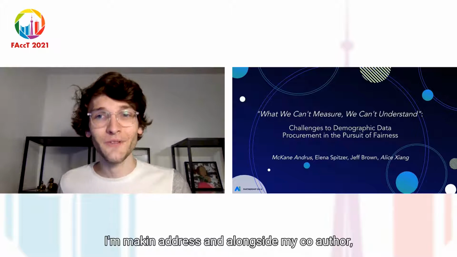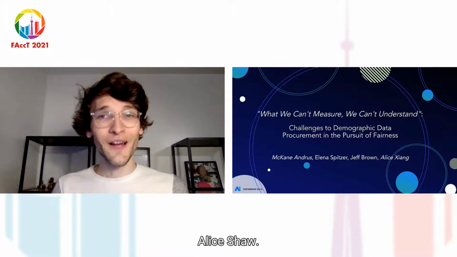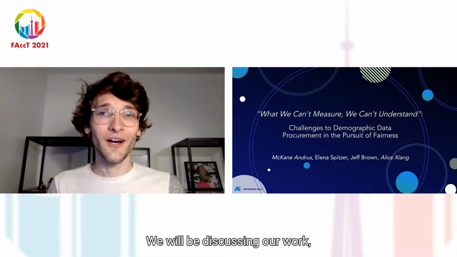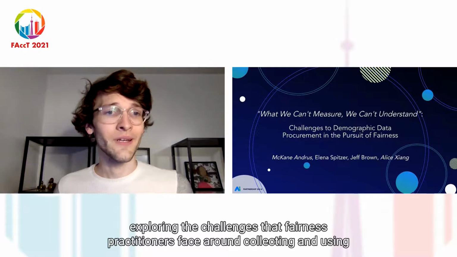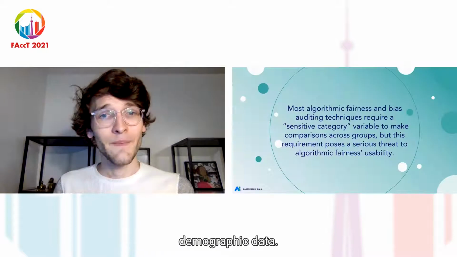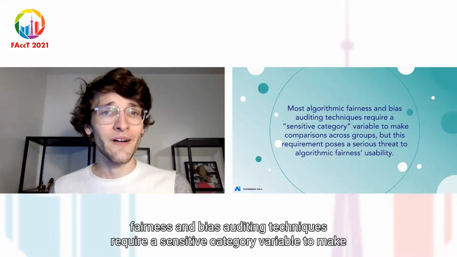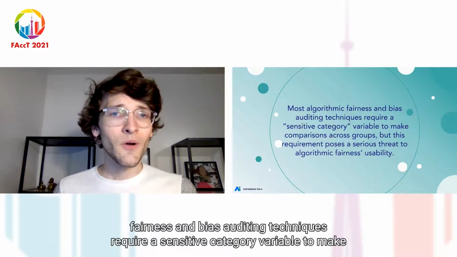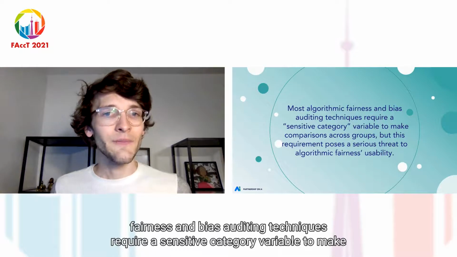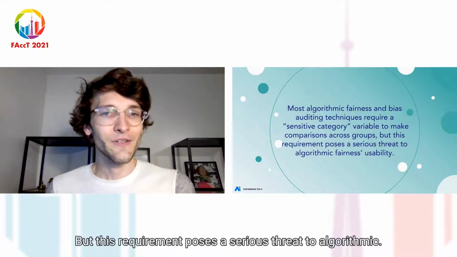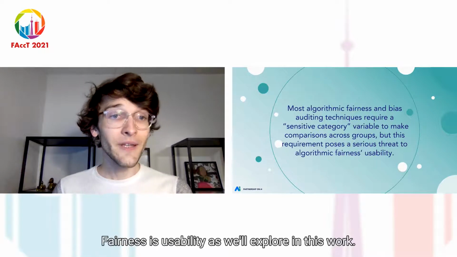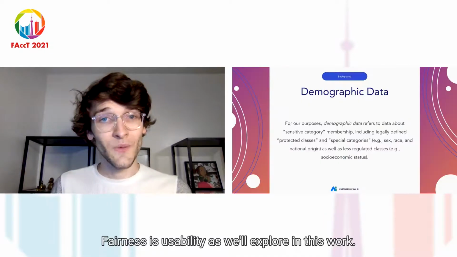Hi, I'm Andrus, and alongside my co-author Alice Xiang, we will be discussing our work exploring the challenges that fairness practitioners face around collecting and using demographic data. Most algorithmic fairness and bias auditing techniques require a sensitive category variable to make comparisons across groups, but this requirement poses a serious threat to algorithmic fairness's usability, as we'll explore in this work.